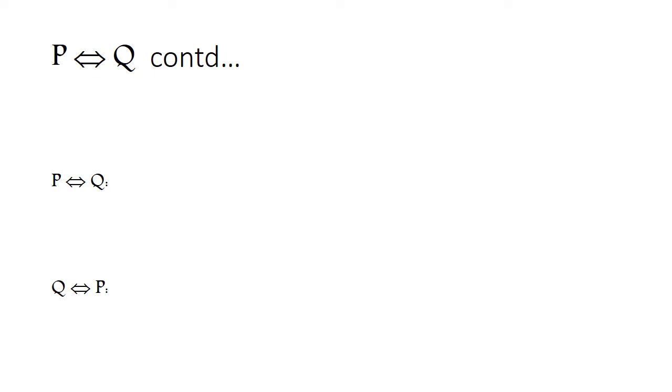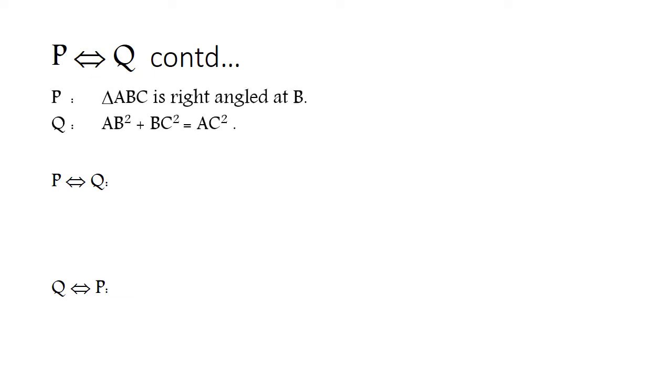Let's take an example. Let us take two propositions P and Q, where P is triangle ABC is right angled at B, and Q is AB square plus BC square is equal to AC square. Now P equivalent to Q means P implies Q and Q implies P. So let's first say that P implies Q, that is, if ABC is right angled at B, it implies that AB square plus BC square is equal to AC square.